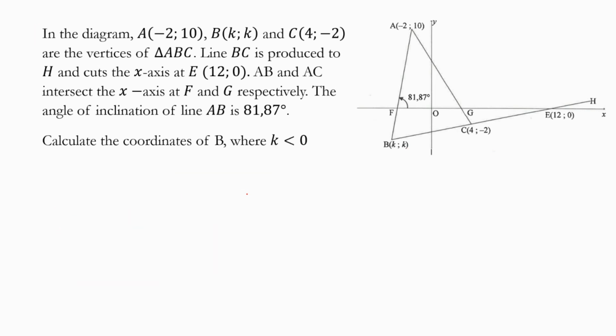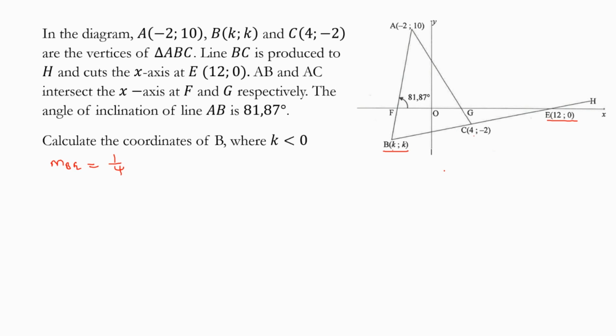We have the gradient. We managed to find the gradient of PE, isn't it? The gradient of PE, m_PE, is 1 over 4. We got that answer in question 3.1.1. So it means now we can use any point. We can use point B and point E, or we can even use point B and point C.